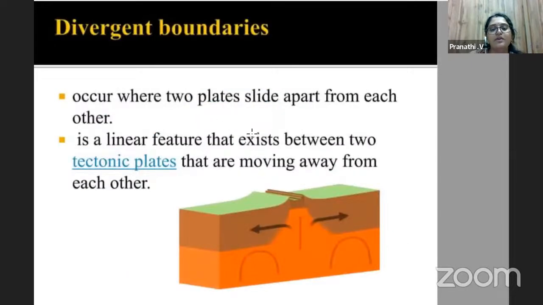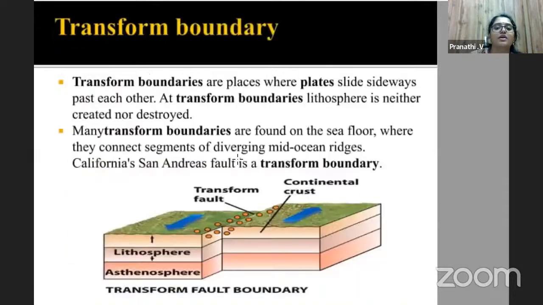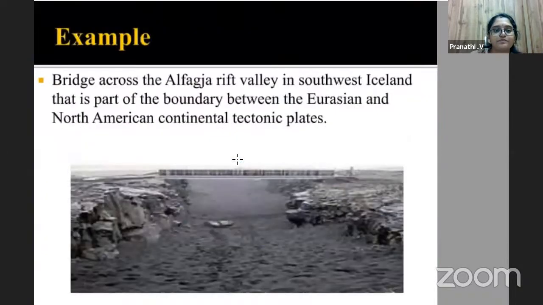And what happens at divergent boundaries is that the two plates slide apart. Because they are moving away from each other, you have a boundary or a rift valley being formed between, for example, the Eurasian and North American continental tectonic plates.